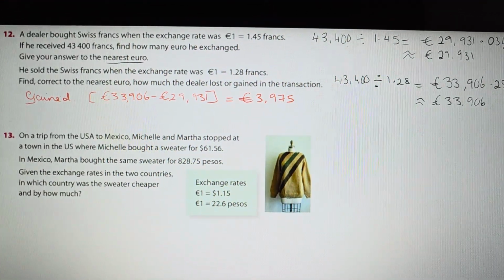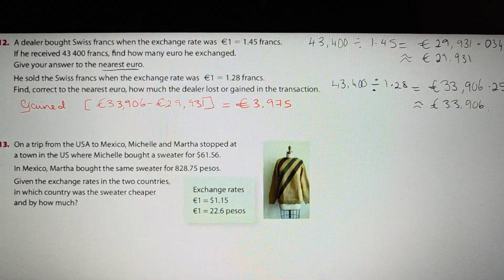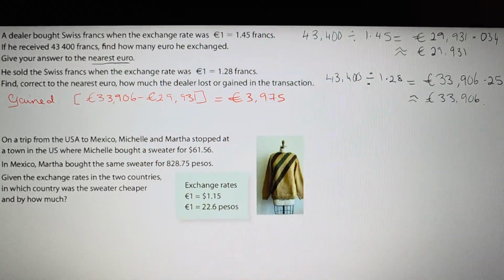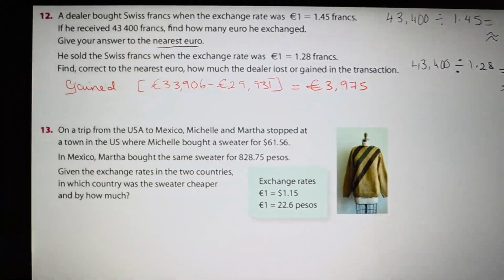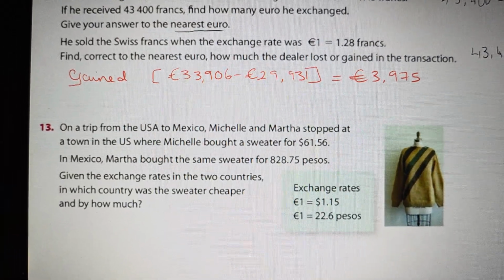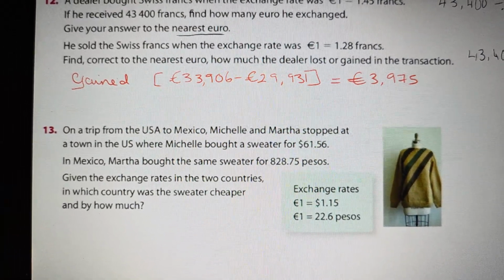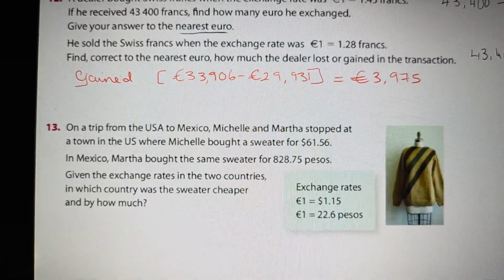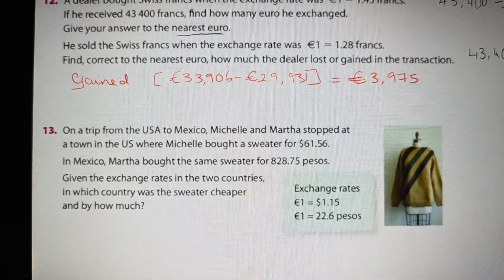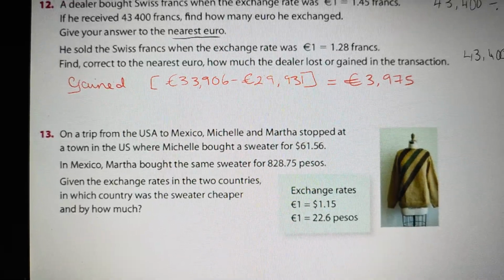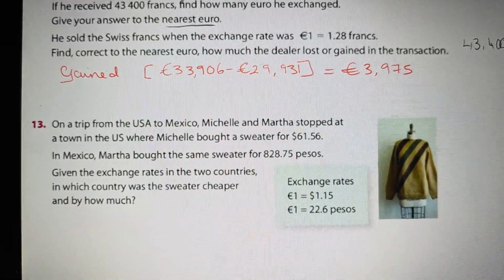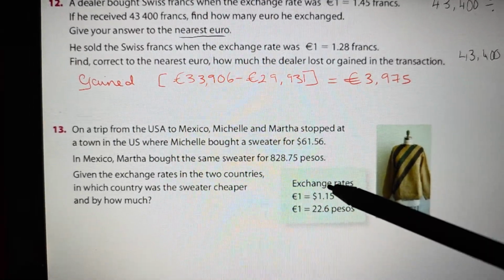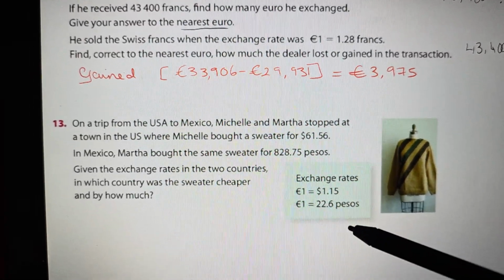Question 13. On a trip from the US to Mexico, Michelle and Martha stopped at a town in the US where Michelle bought a sweater for $61.56. In Mexico, Martha bought the same sweater for 828.75 pesos. Given the exchange rates in the two countries, in which country was the sweater cheaper and by how much? Okay, so first off here, they've given me euro to dollar exchange rate and euro to peso exchange rate.